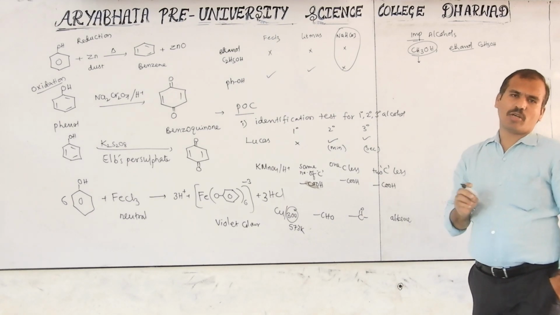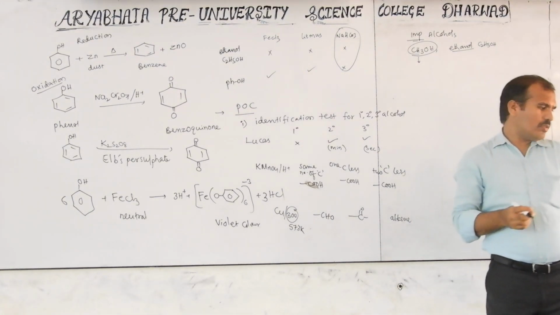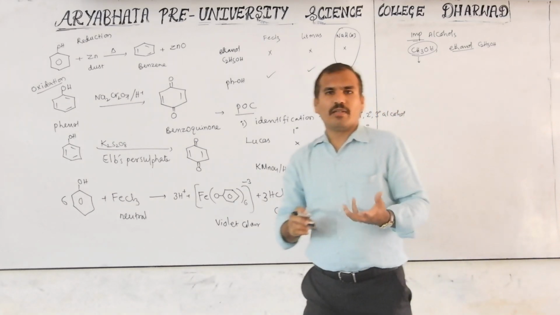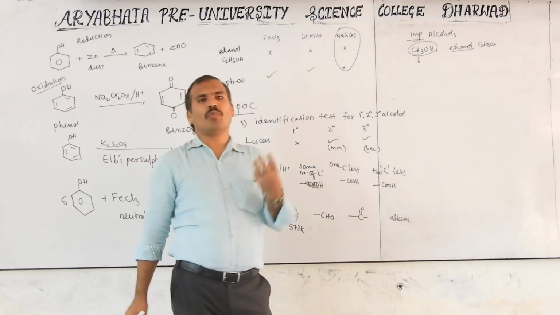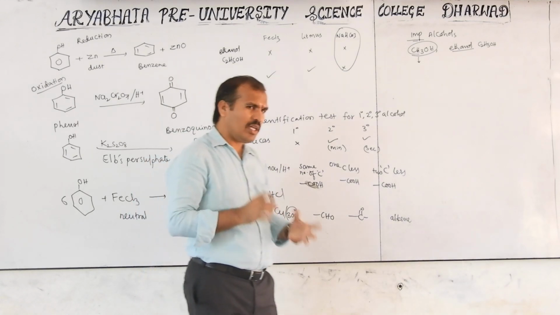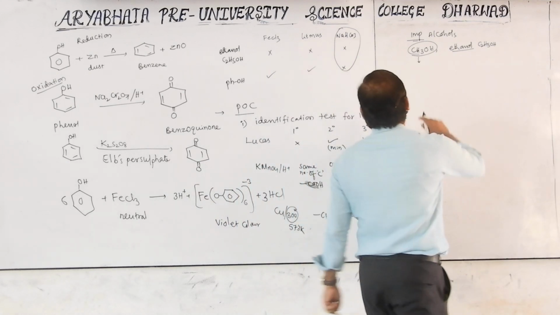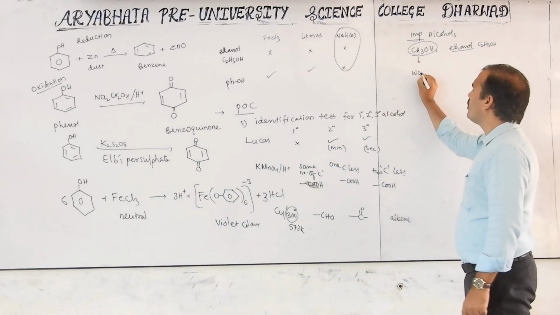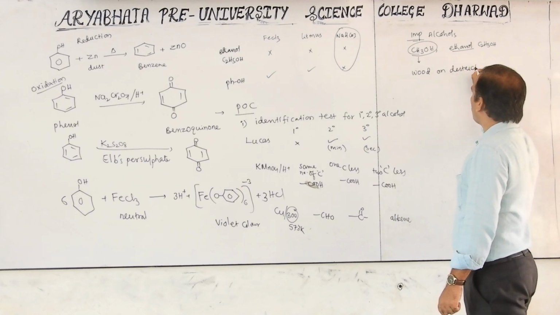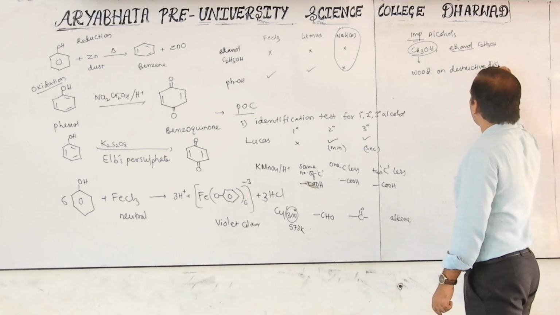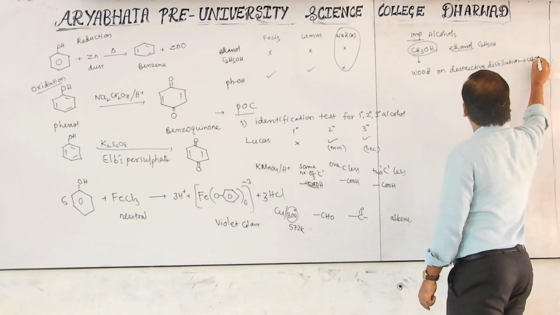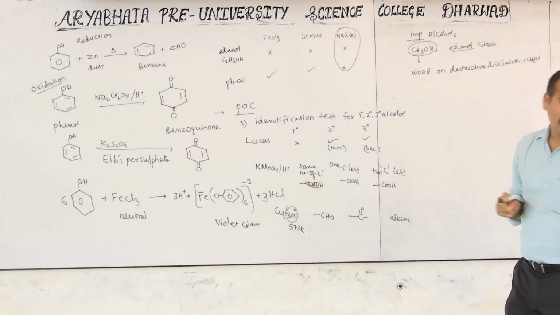Already I told you in the nomenclature, wood. Take wood, any wood, we have not mentioned, only wood. If you heat it at very high temperature, then we will get methanol. So wood on destructive distillation gives methanol. Very poisonous.